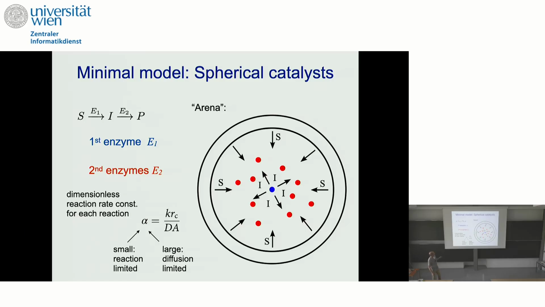Well, in general, there are different parameters. In some of the plots that I show, I just, for simplicity, assume it's the same. But in general, every enzyme has an effective reaction rate constant. The nice thing about this simple model is that you have only one dimensionless parameter for each enzyme, as long as we work in the low substrate concentration regime where saturation is not yet relevant.